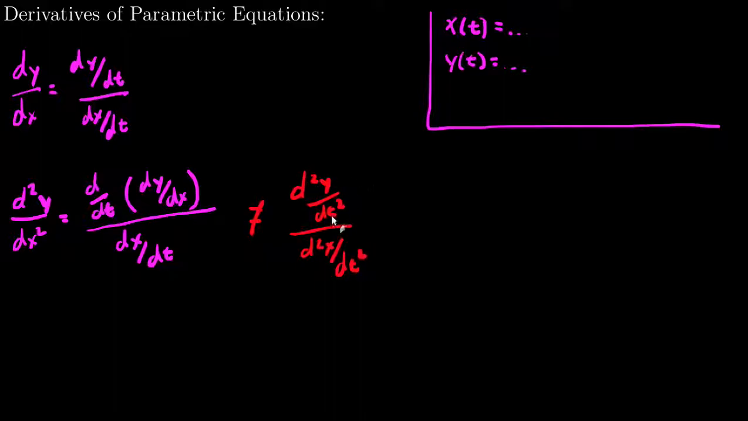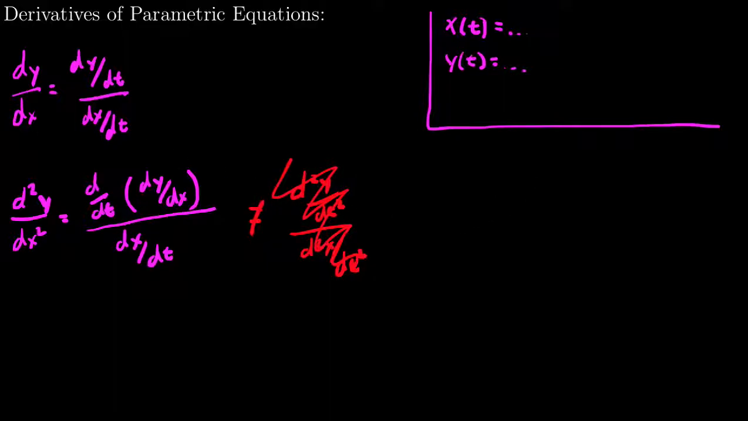The problem is the second derivative is the derivative of the first derivative, so this makes sense in the numerator. But I don't know if my x function is moving forward or backward, so I need to keep in mind, or it could actually be stopped. I could have dx dt be 0. So I need to keep in mind what's going on down here. So don't fall into that trap. You need to actually go through this process. It's a little bit trickier.